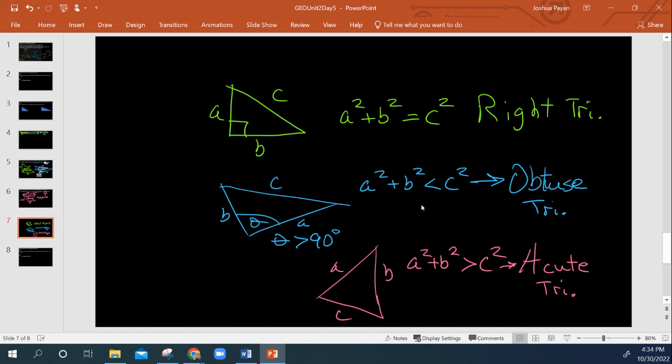Okay, so these are the three logical implications of the converse of the Pythagorean theorem.